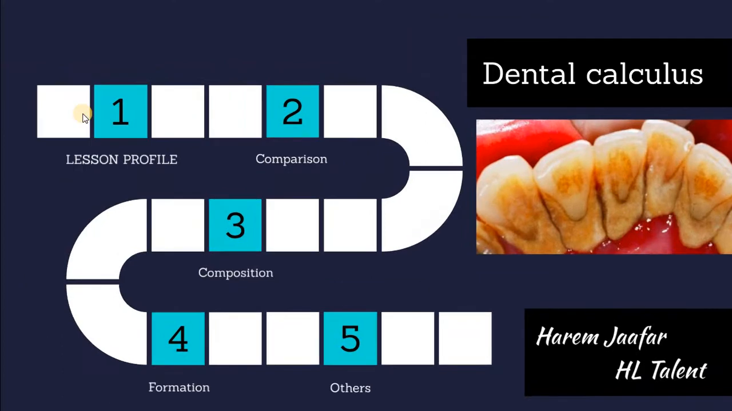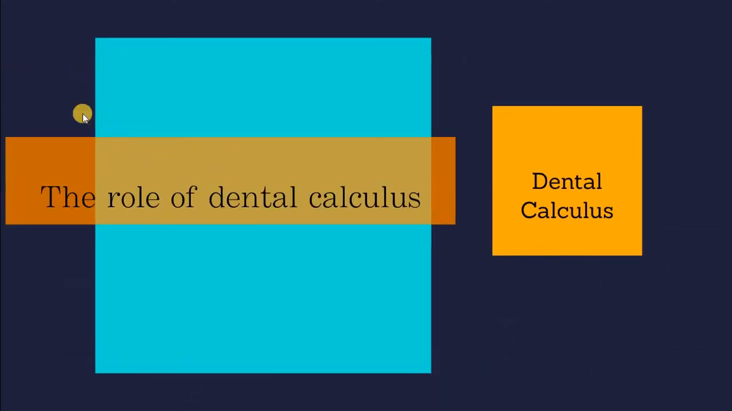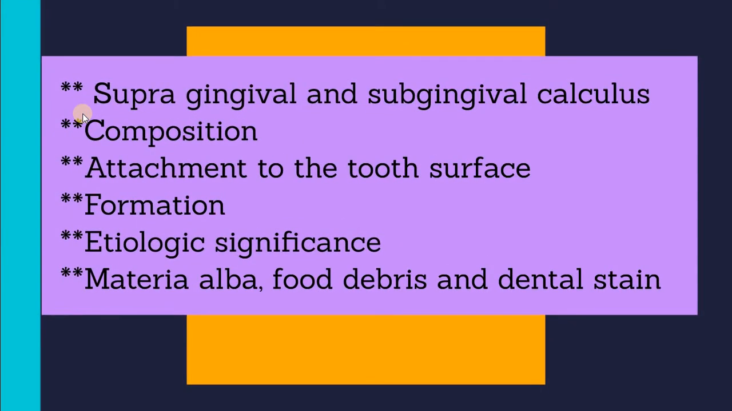My lesson is regarding the role of dental calculus. We will discuss supragingival and subgingival calculus in the form of comparison, the composition of calculus, attachment to the tooth surface, and the formation of calculus, and the etiological and clinical significance of calculus. We also talk very briefly about some other topics, which are materia alba, food debris, and dental stain.